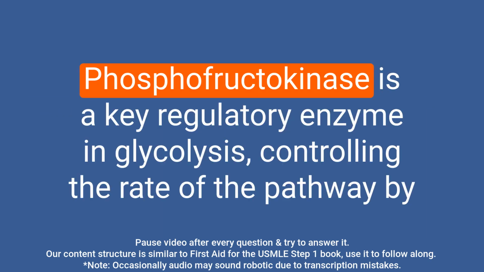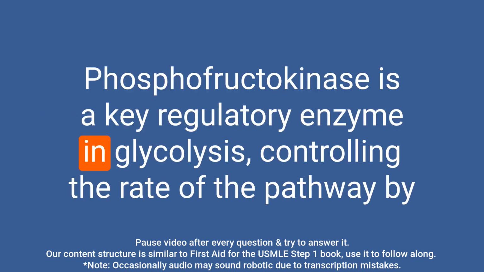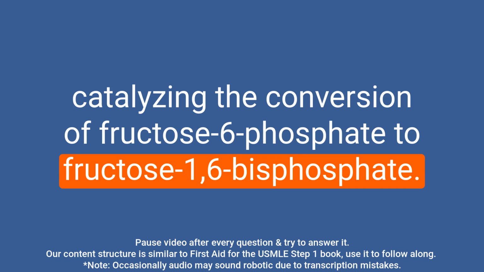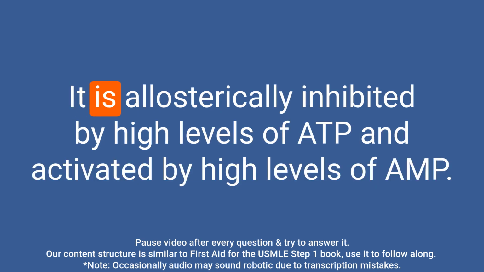Answer: phosphofructokinase is a key regulatory enzyme in glycolysis, controlling the rate of the pathway by catalyzing the conversion of fructose 6-phosphate to fructose 1,6-bisphosphate. It is allosterically inhibited by high levels of ATP and activated by high levels of AMP.